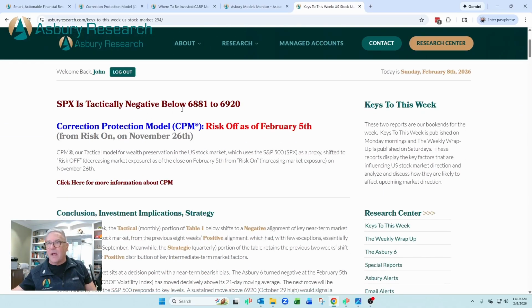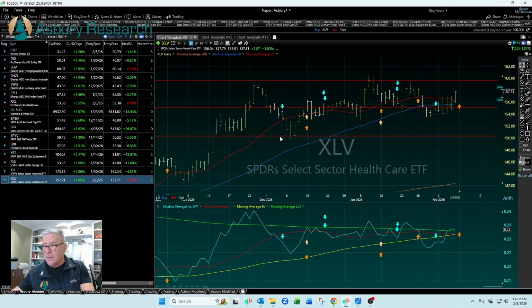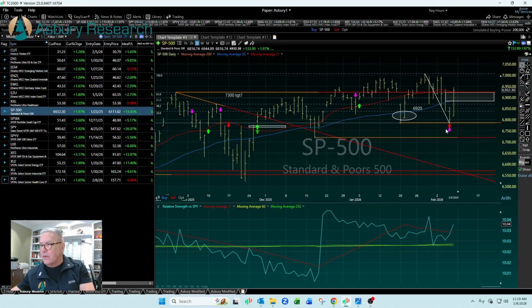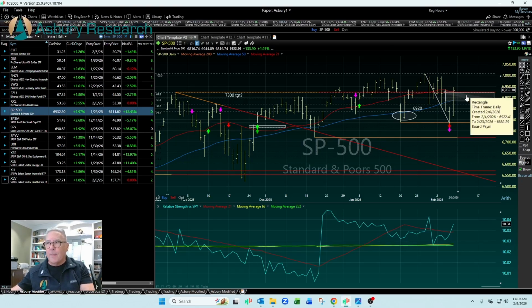SPX is tactically negative below 68.81 to 69.20. I wrote this in the morning on Friday, so it was before the huge move up, but we're still hanging right around that 69.20 area. If you look at the S&P 500 here, we're at 69.32. This little rectangle was that target, with 69.20 being the top. So we'll see what happens Monday.